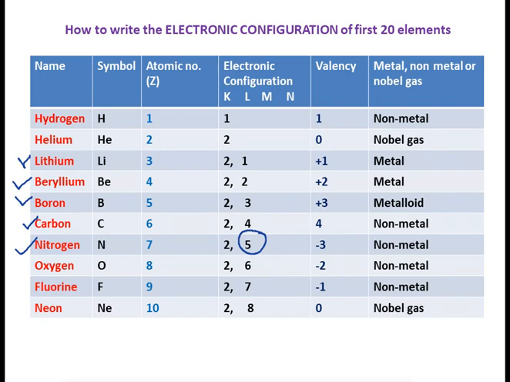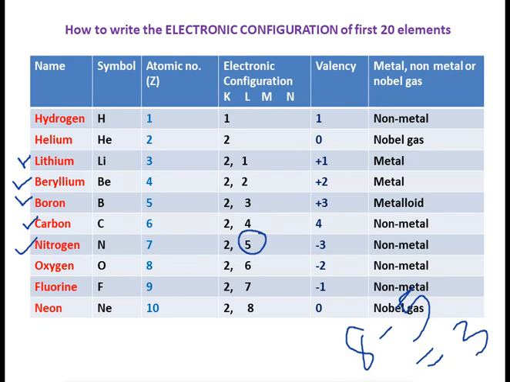So how many electrons does it need to become stable? It needs 3 more electrons to become stable, because to attain noble gas configuration it should have 8 electrons in the outermost shell. So 8 minus 5, how many electrons are left? 3. So it needs 3 electrons to become stable. So what it will do, it will accept 3 electrons from any other element. So it will have a valency of -3 and it is a non-metal.